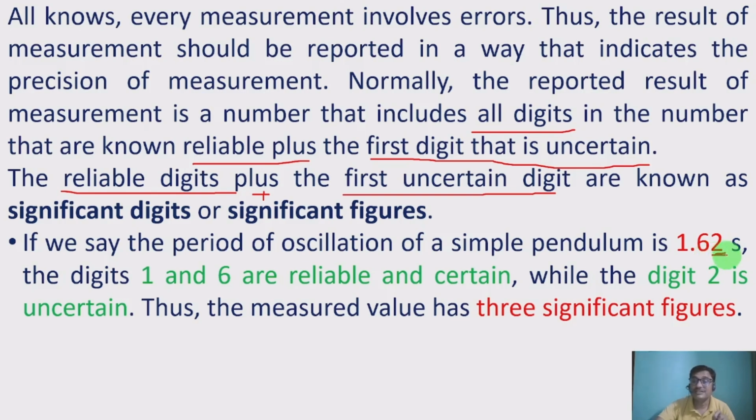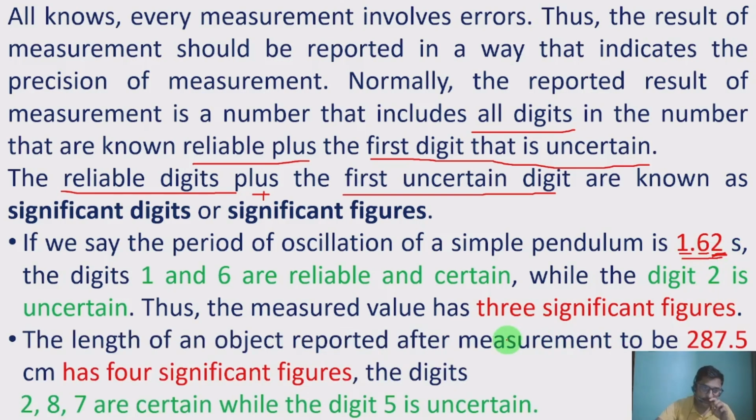It may not be certain or reliable. Thus, the measured value has three significant figures, that is, the certain or reliable digits and the first uncertain digit, all together taken as significant figures. In this one, the first is reliable and certain, the second is also reliable and certain, and the third is the first uncertain digit in the measured value. All three are significant figures.